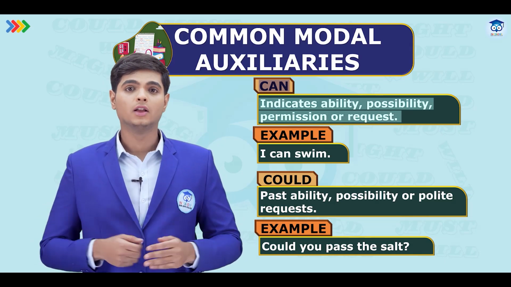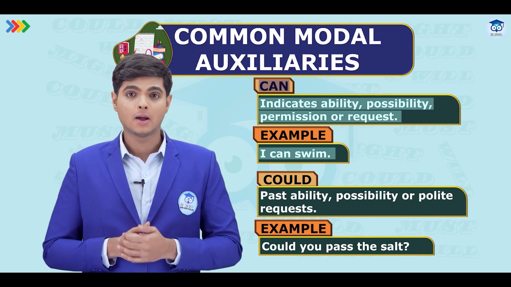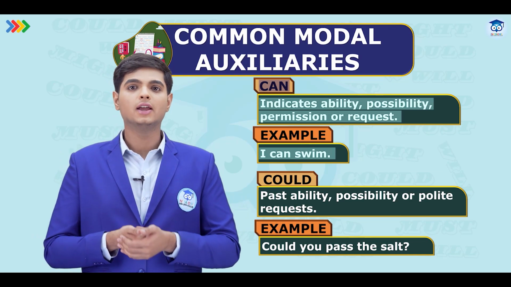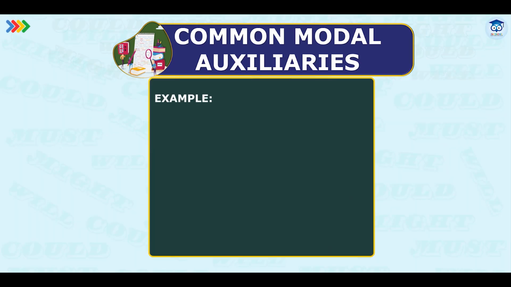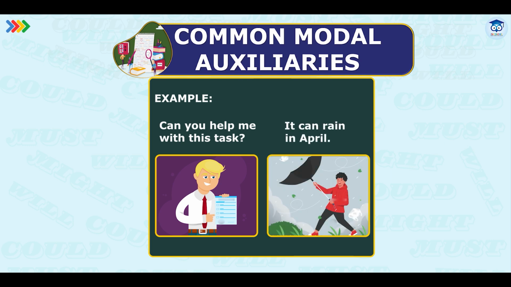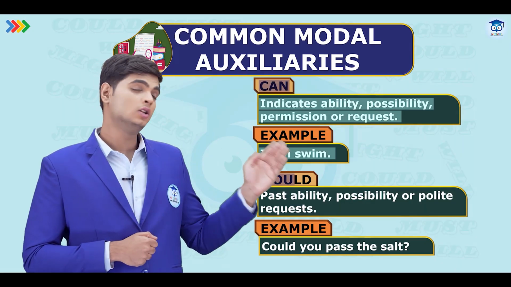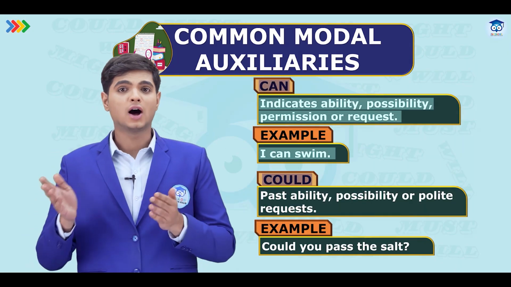For example, I can swim. That means I have the ability to swim. But we can also use can in other situations. For instance, can you help me with this task? This is a polite request. Or, it can rain in April. Here it shows possibility.